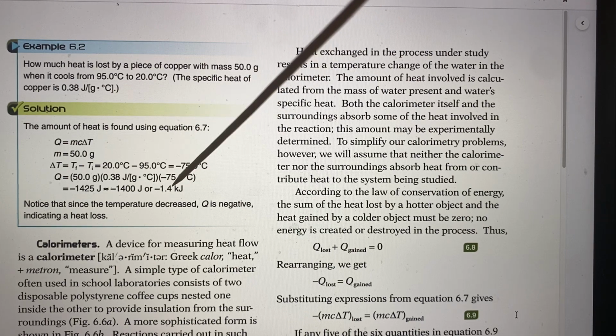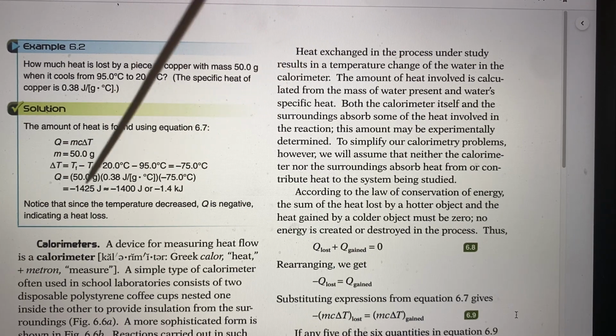1.4 kilojoules. But let's go ahead and go with this number. Negative 1425 joules would be the answer.